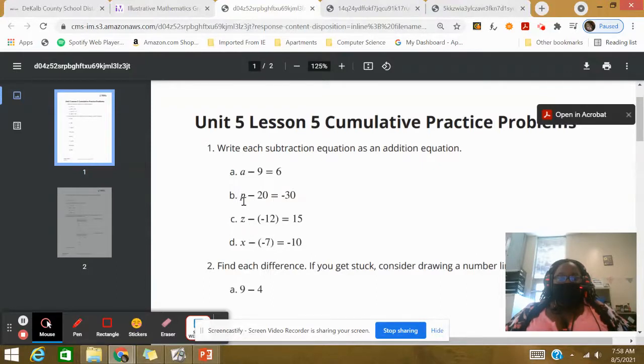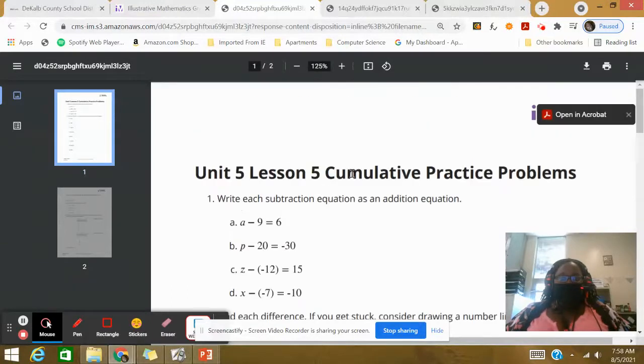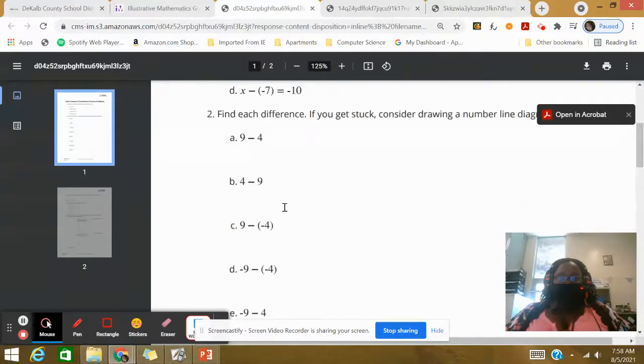So let's take a look at B, we have P minus 20 is equal to 30. C, you have Z minus a negative 12 is equal to 15. Here, guys, you really could just put a plus sign. So you can do Z plus a negative 12 is equal to 15. Or you can rewrite this as negative 12 plus Z is equal to 15. And then D, you guys have X minus a negative 7 is equal to a negative 10. Okay, so that's all you guys are doing for question 1.